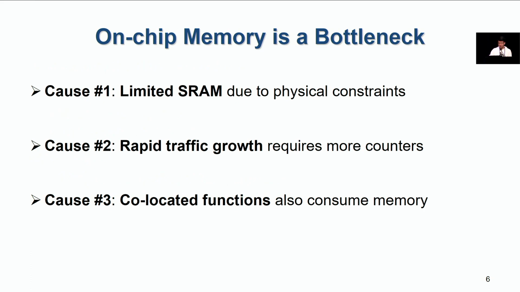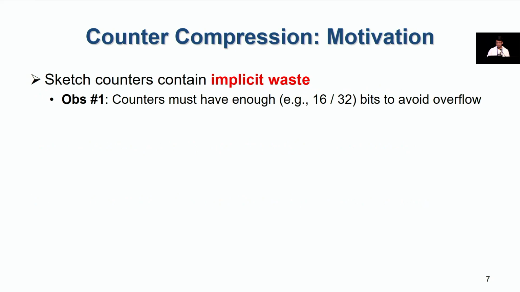However, on-chip memory becomes a bottleneck for sketch deployment nowadays. There are three causes. First, high-speed switches have limited RAM due to power and speed constraints. Second, rapid traffic growth requires more sketch counters to maintain accuracy. Third, collocated functions also consume more and more memory, so the memory budget for a single sketch is extremely tight. In answer to the memory bottleneck, we focus on counter compression.